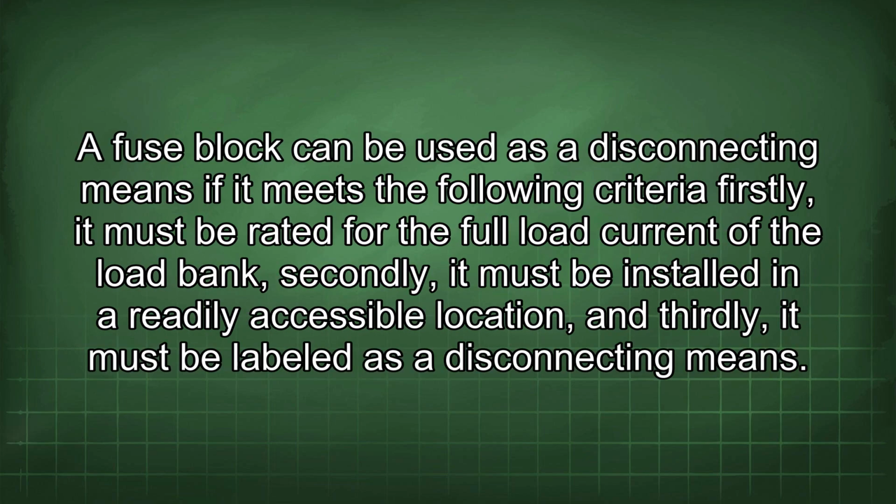A fuse block can be used as a disconnecting means if it meets the following criteria. Firstly, it must be rated for the full load current of the load bank. Secondly, it must be installed in a readily accessible location. And thirdly, it must be labeled as a disconnecting means.